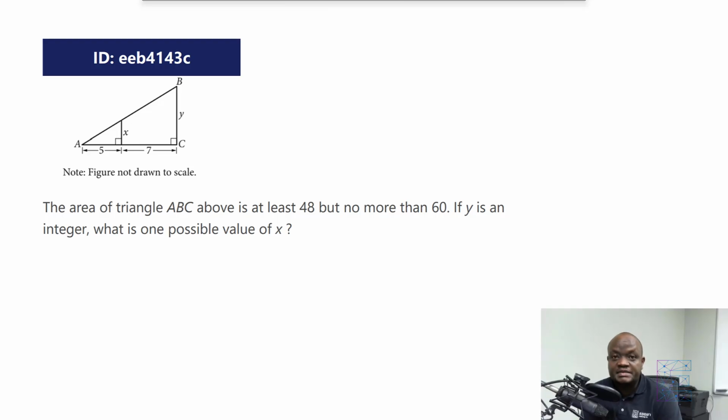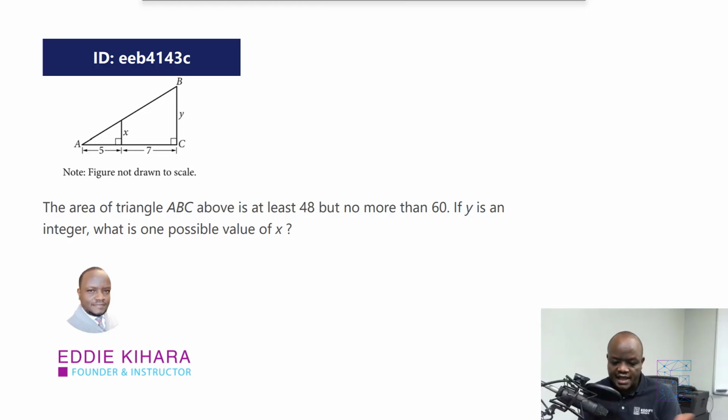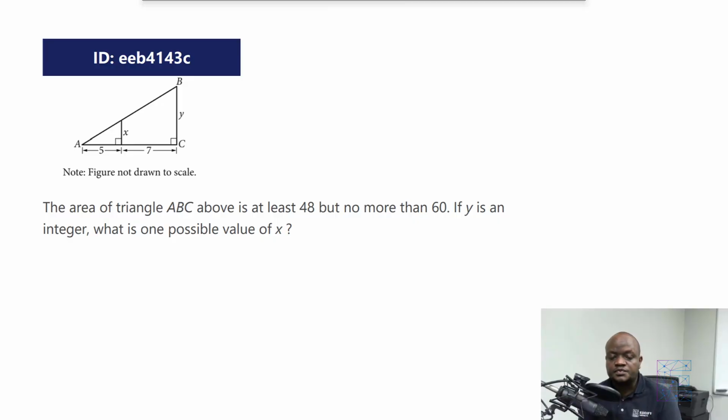The area of triangle ABC above is at least 48, but not more than 60. If y is an integer, what is one possible value of x? So as I've always said, every question has a concept behind it. This one combines several concepts, among which we'll be looking at the area of a triangle. We'll also be looking at similarity.